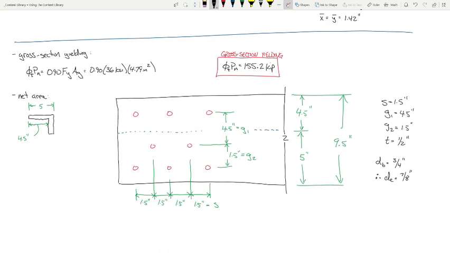Now, if we start identifying our net area paths, how many potential paths do we have? 2. So, just to keep things simple with all the letters and whatnot, I'm just going to say that's net area path 1, like that. And net area path 2 goes like that. Is that a fair statement? Okay. So I think that makes the math a little easy.